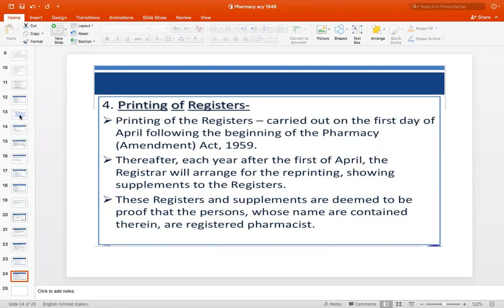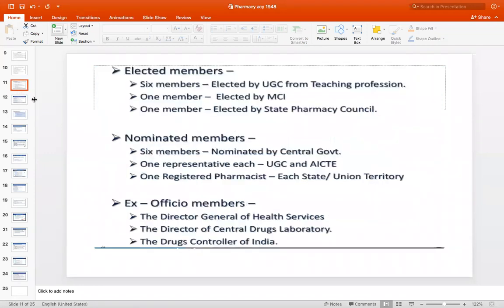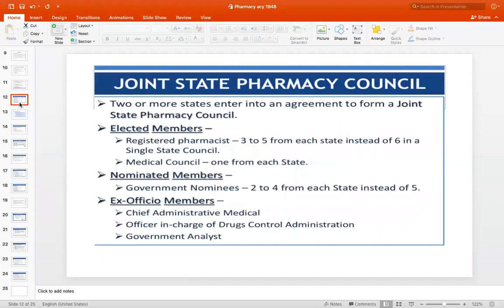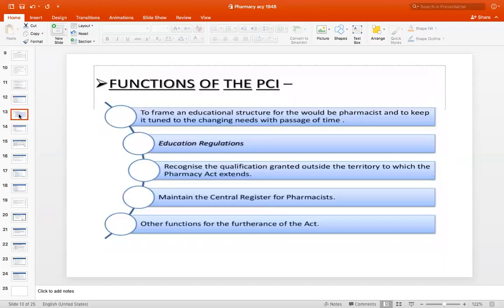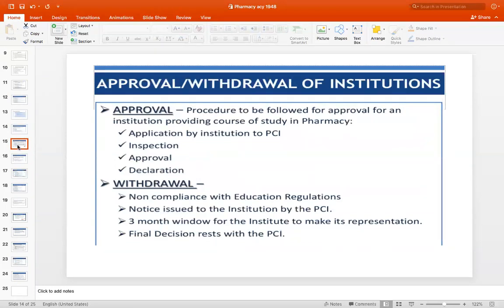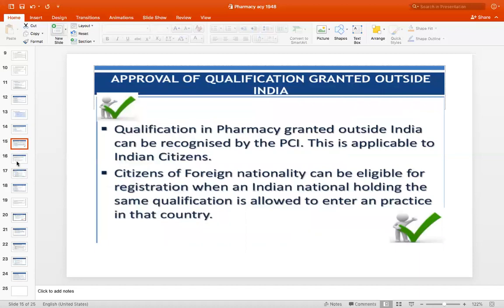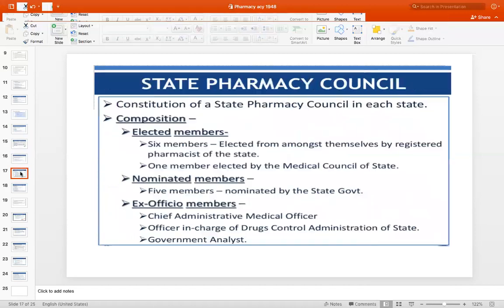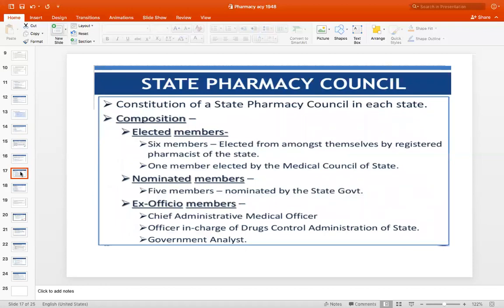So in today's class, we revised last class and we started with elected members for PCI, nominated members and ex officio members for PCI. I explained how many members should be there and who are going to elect them in the first one, elected members. In nominated, who are going to nominate them, and who is ex officio, I explained why they are called ex officio, and who the people are, from where they come. So this was the discussion in elected, nominated and ex officio. Next, I told you about Joint State Pharmacy Council, functions of PCI, approval and withdrawal, what is a qualification outside India, maintenance of central register, State Pharmacy Council and its classification.